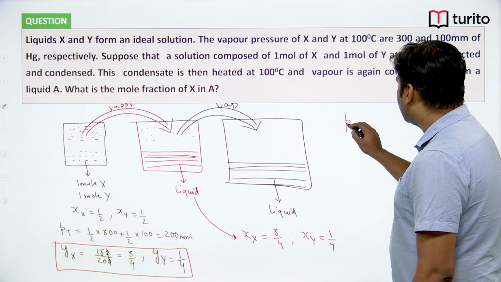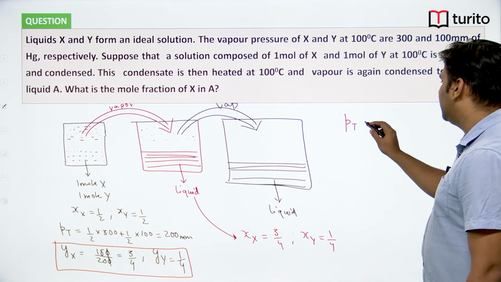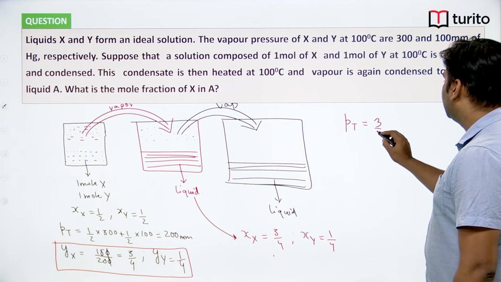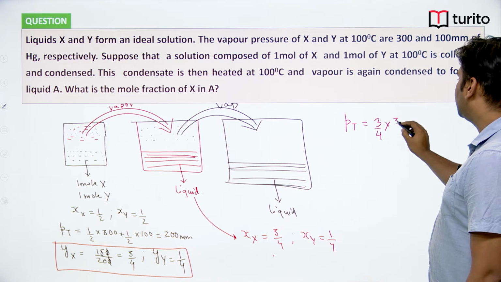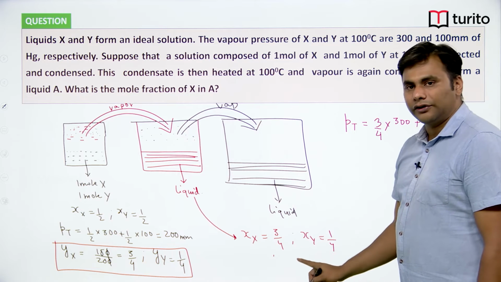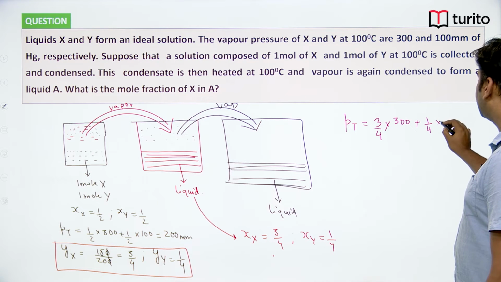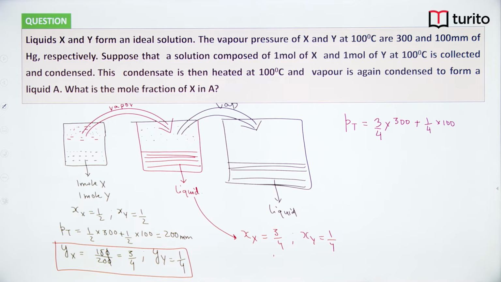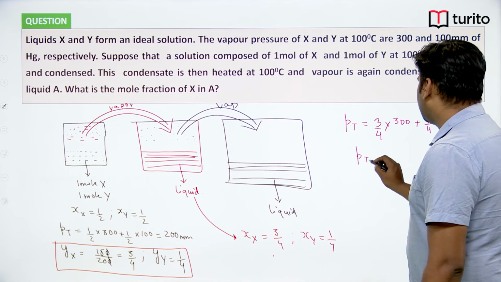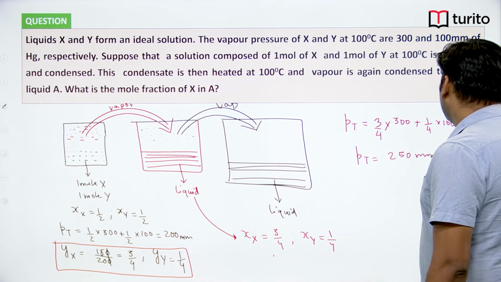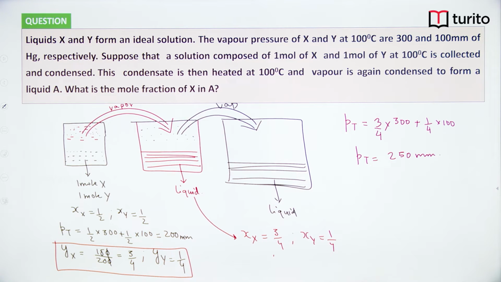So the total pressure over this solution would be the mole fraction of X in liquid state into its partial pressure, which is 300, plus the mole fraction of Y in liquid phase into its vapor pressure. Okay, so when you do this, you will get total pressure as, this is 900 plus 100, so this we will get as 250 mm. Okay, so the total pressure exerted is 250 mm. Okay, I hope you have understood this now.